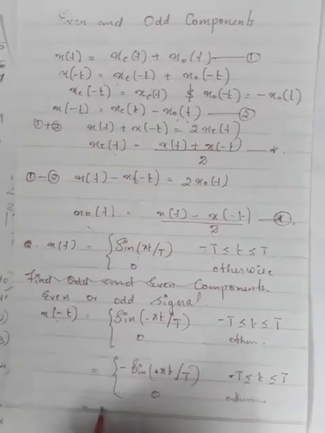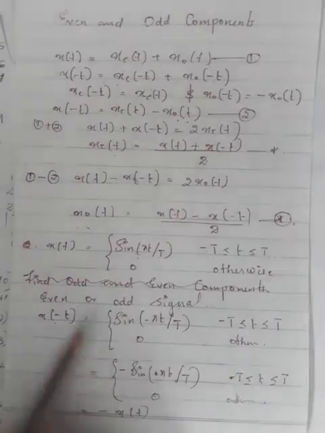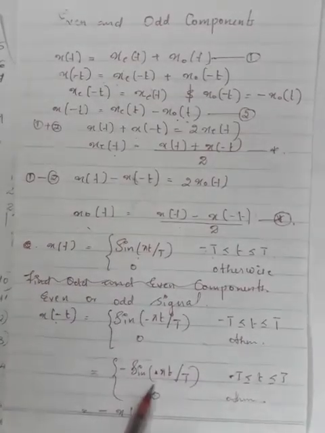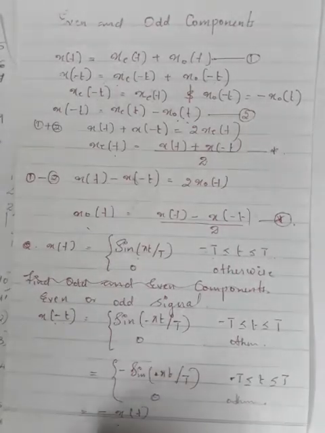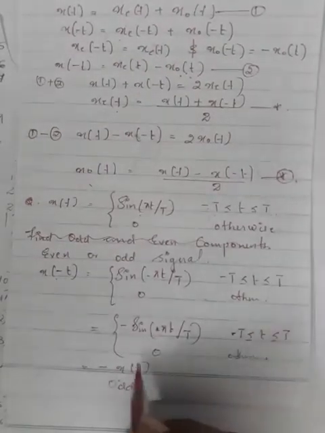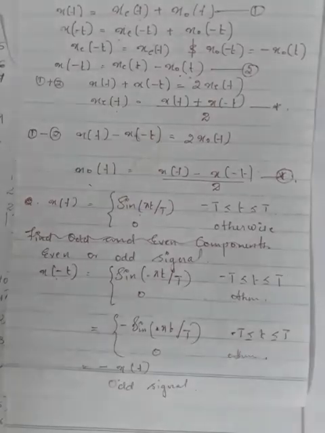This can be written as minus x of t because x of t equal to sine pi t by T and x of minus t equal to minus sine pi t by T, that is minus of x of t. So it can be written as an odd, this can be considered as an odd signal.